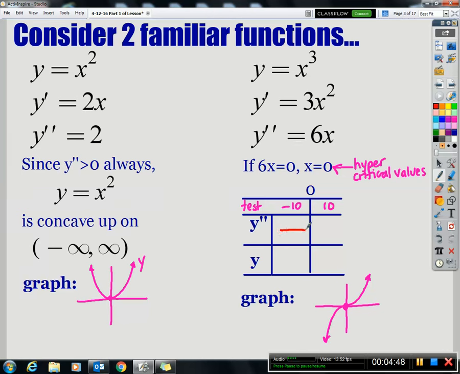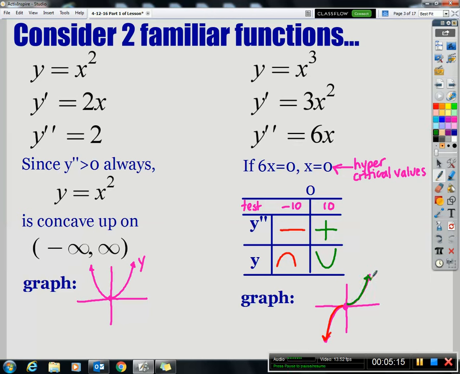And then 6 times positive 10 would be positive. Now, instead of saying that y is decreasing and increasing, I say that y is concave down and then y is concave up. And if you look at your graph, guys, sure enough, when x is less than 0, I see a concave down shape. And when x is greater than 0, I see a concave up shape.